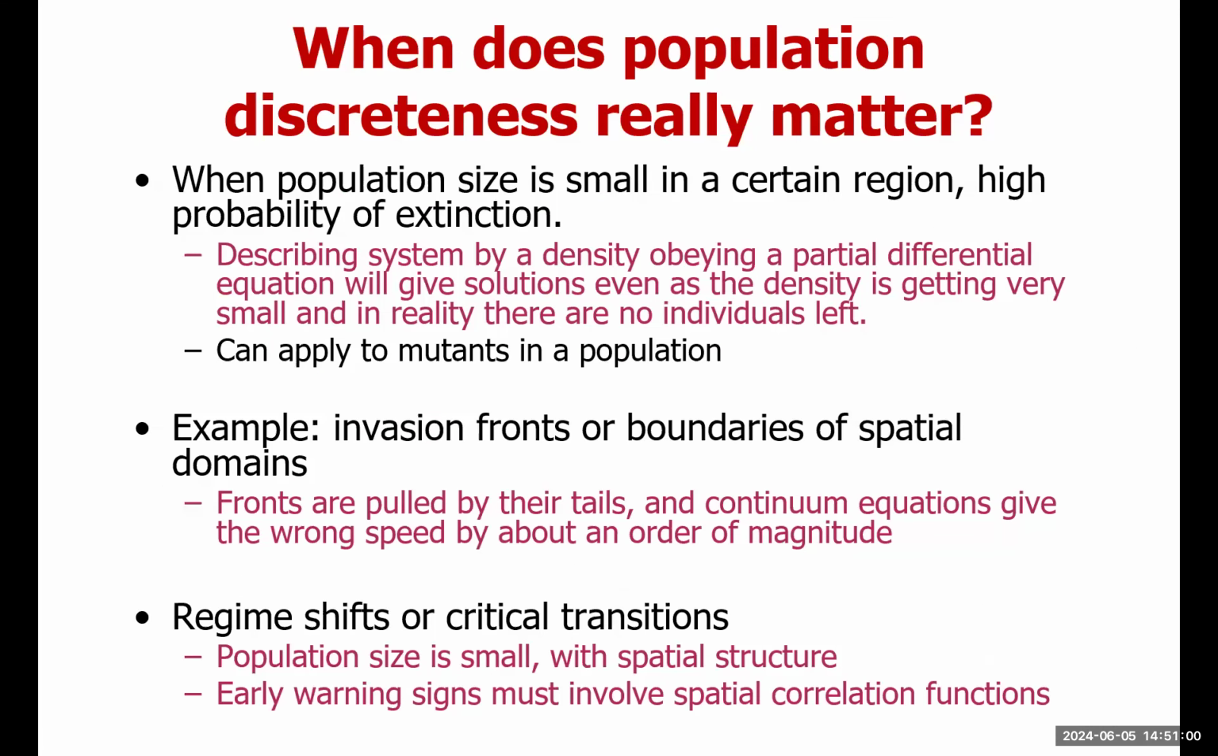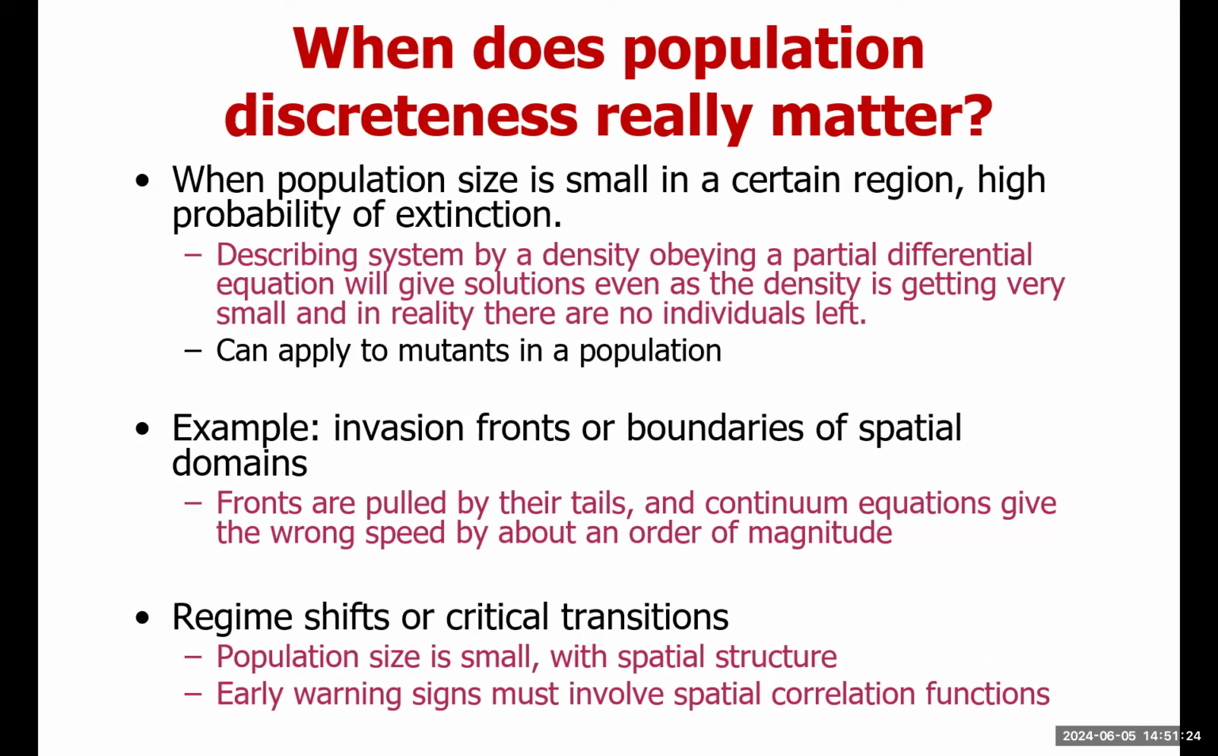So when does population discreteness really matter? You might say, well, who cares? There's thousands of elephants roaming the savannah or whatever it is, so these fluctuations should be small. It depends what you divide by. If you take the number of elephants and divide by the area of Africa, the fluctuations will be small, okay? You're dividing by a big number.